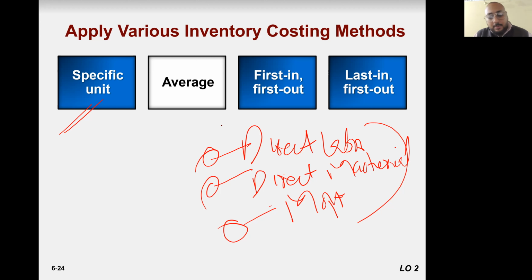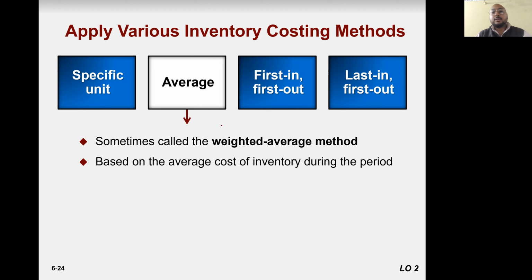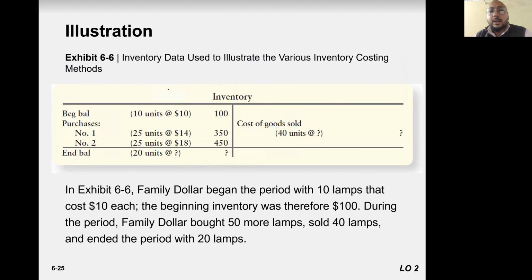Okay, so let's talk about the average method. The average method is used for those items which have common characteristics. Sometimes this is also called the weighted average method. As its name implies, this is the average one. This is the total cost, this many units have been produced, just divide them. Simple. So let's talk about the valuation method of average inventory costing.